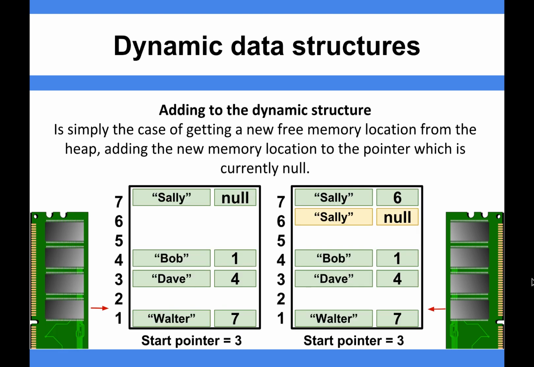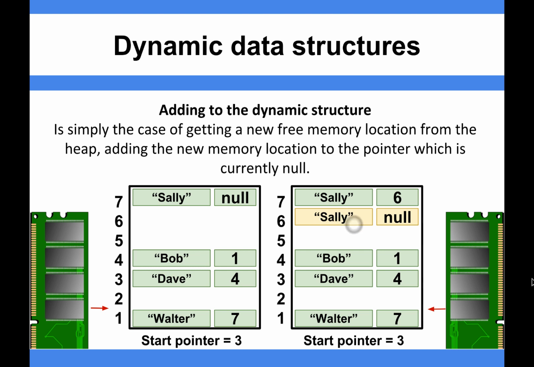So we've still got this Dave, Bob, Walter, Sally. That's the order at the minute. We want to add to the dynamic data structure, and we're going to add the name Sally again, just to show you the data can be the same. And it's simply the case of getting a new free memory location from the heap. So let's say the heap has just allocated me memory location 6.